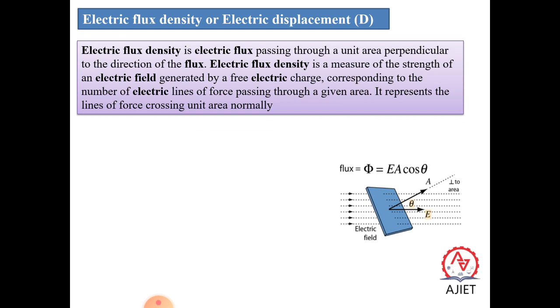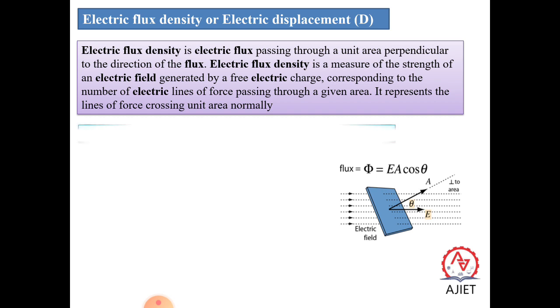It is just like the population density. What is the population density? You take a small area and calculate how many people are present in that small area. That gives you the population density. Similarly, how to determine the electric flux density? You take a small area and calculate how many lines are passing through that small area, which gives you the electric flux density.